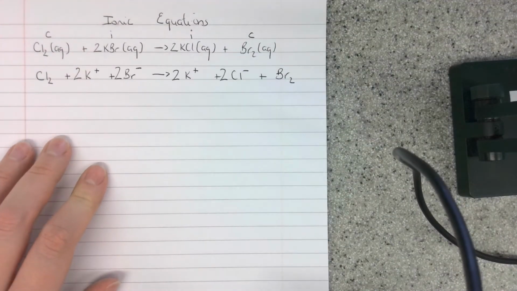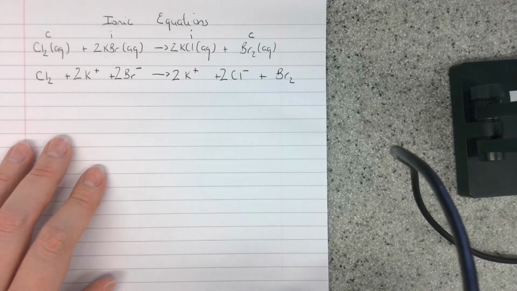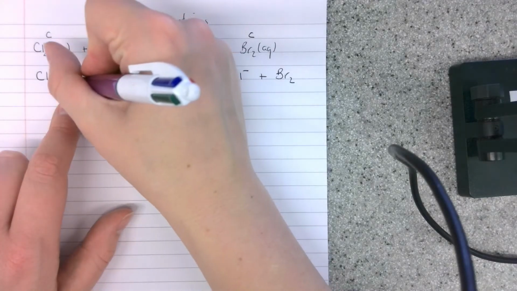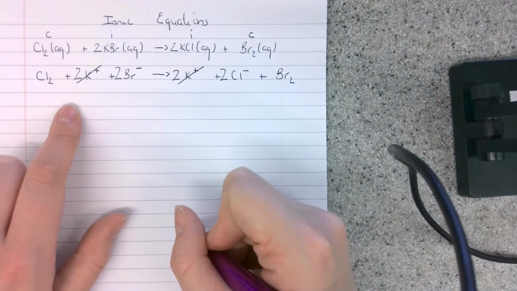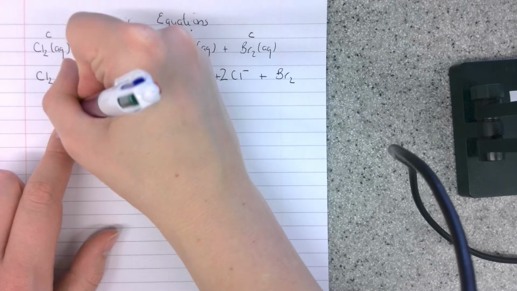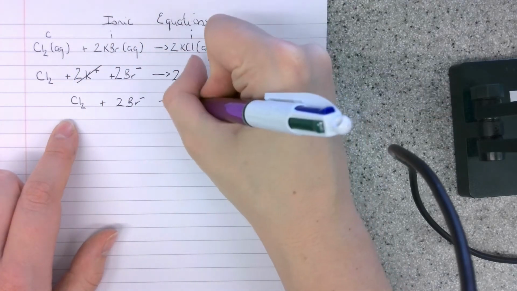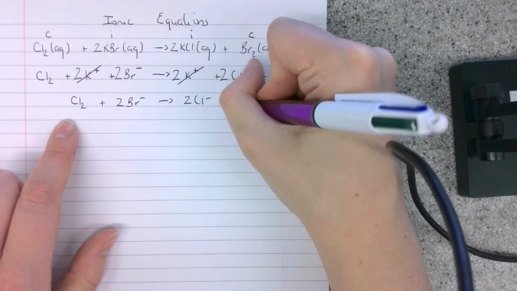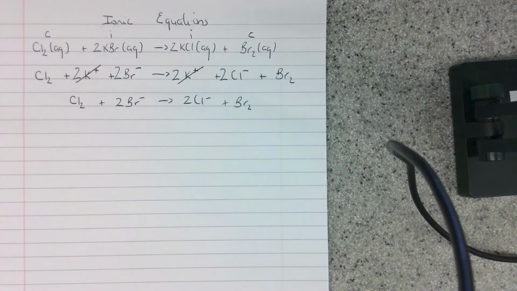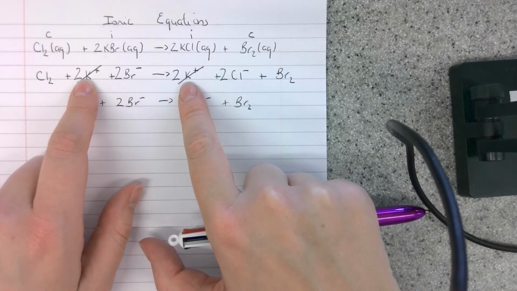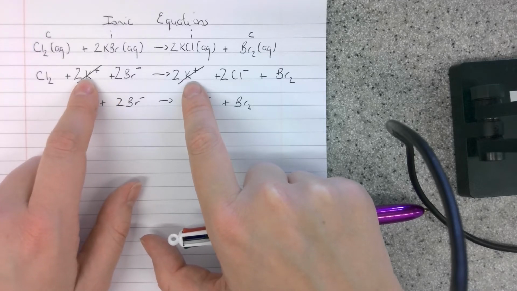And what I can do then is I can cancel my spectator ions. My spectator ions are the ions that are exactly the same on both sides. Cancel, cancel. And what I'm left with is my ionic equation. The reason I'm able to cancel out those potassiums is the potassium's not actually involved in the reaction. When you have a chemical reaction, things lose or gain electrons. Potassium has exactly the same charge on each side. It hasn't lost electrons, it hasn't gained electrons, it's not actually involved in the reaction, it's just a spectator, as we say.